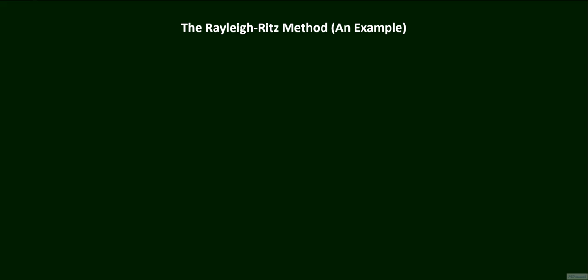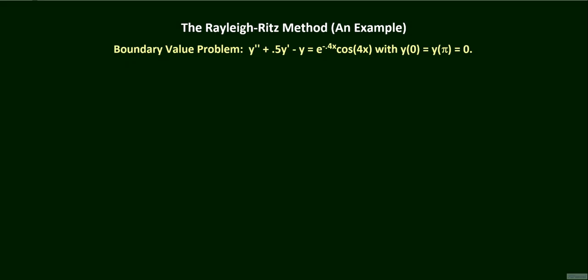In this video, we applied the Rayleigh Ritz method with tent functions to find an approximate solution to the boundary value problem given by the differential equation y double prime plus 0.5 y prime minus y equals e raised to the minus 0.4x power times cosine 4x with the boundary conditions y of 0 equals 0 and y of pi equals 0. We will write a Mathematica code for the computation of the coefficients of the approximate solution.